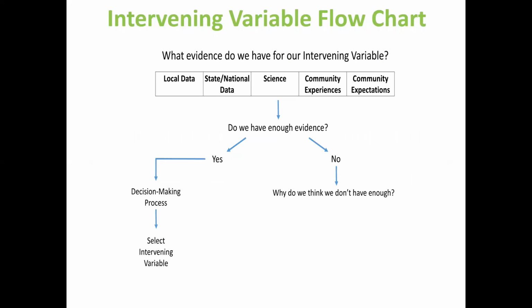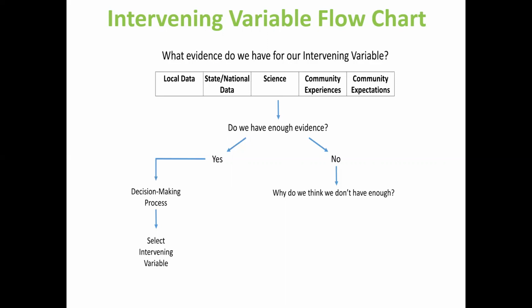Once you've gathered all the existing data or evidence, the next step is to determine if this is enough evidence about the potential root causes of the identified problem of practice. So that's where you see that your task then is to answer the question, do we have enough evidence? If the answer is yes, young people should be guided through a decision-making process in order to select the intervening variable. If the answer is no, the next step is to identify why you and or your young people believe there is not enough data.